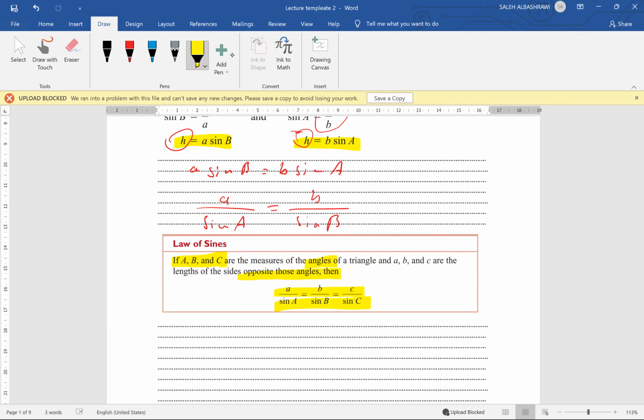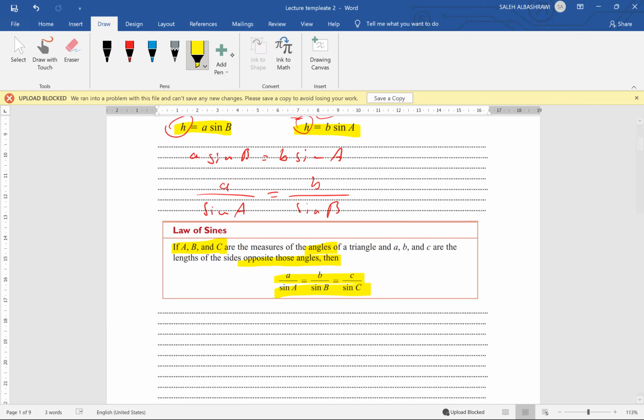So this is the law of the sine. a over sine A, where small a is opposite to the angle capital A, and small b is opposite to the angle capital B, and c is opposite to the capital C. So this is the law of the sine.